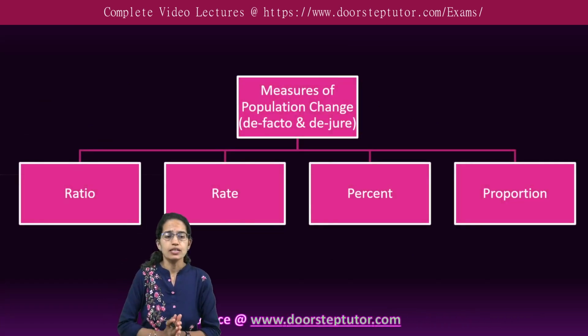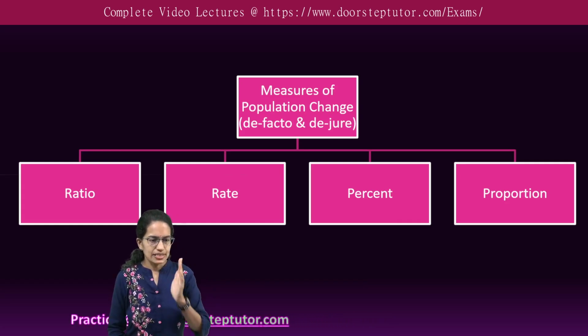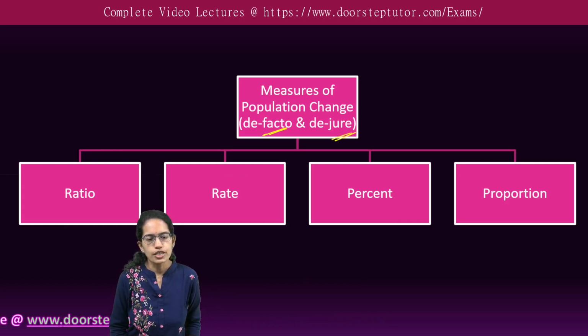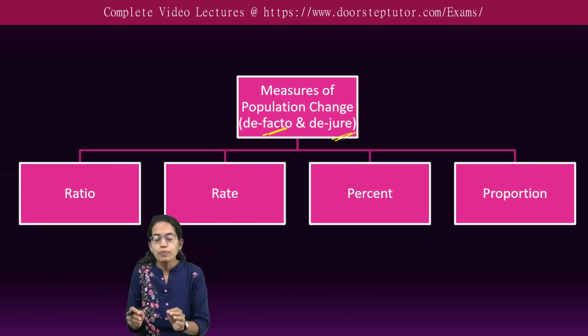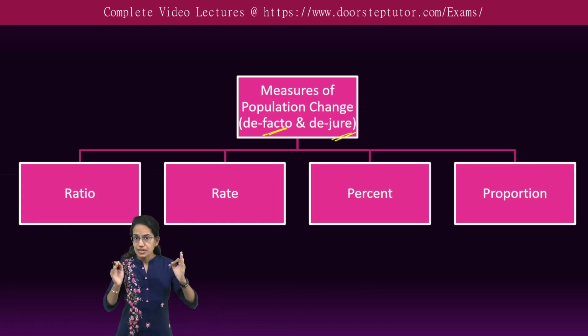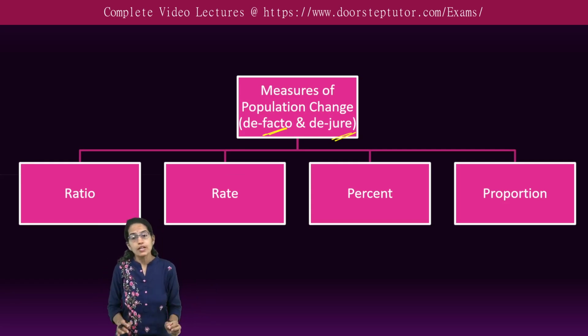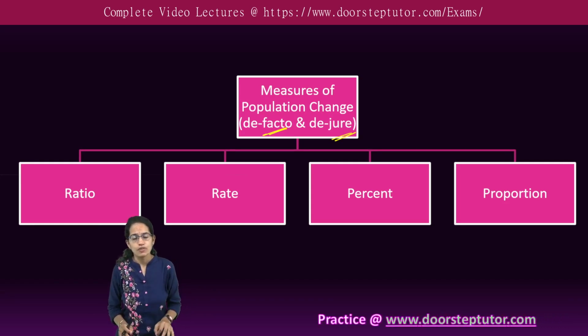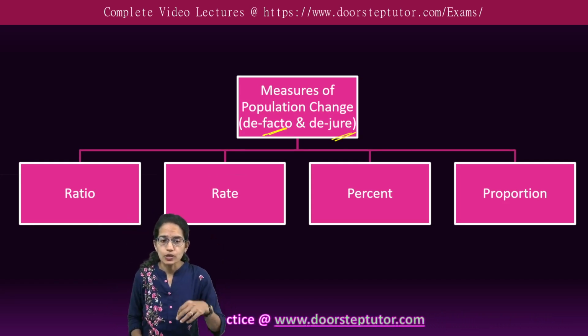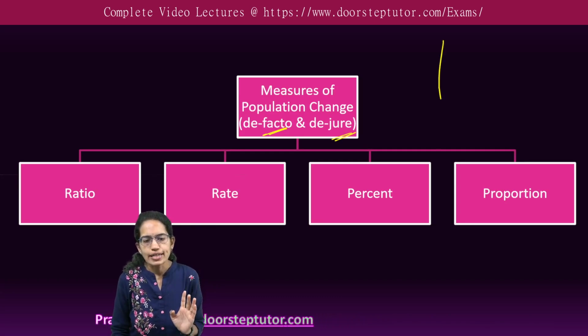So to begin with, the measures of population change can either be de facto or de jure. What does that mean? De facto means enumerating all the persons who are present at a given point of time at a given place. Even if they are not a permanent resident of that region, if they are present at that locality, they would be counted. I take a simple example.